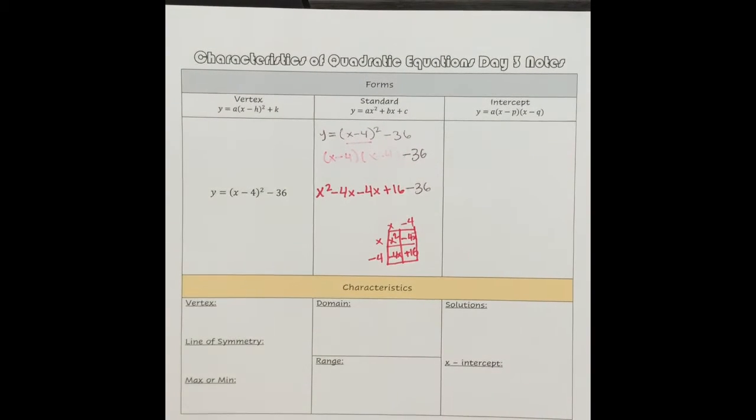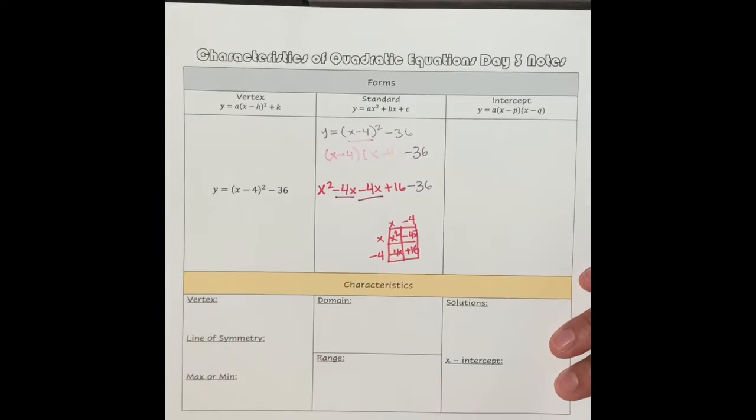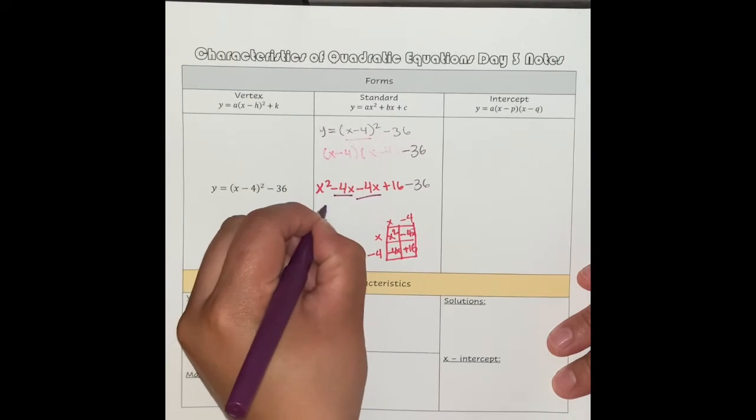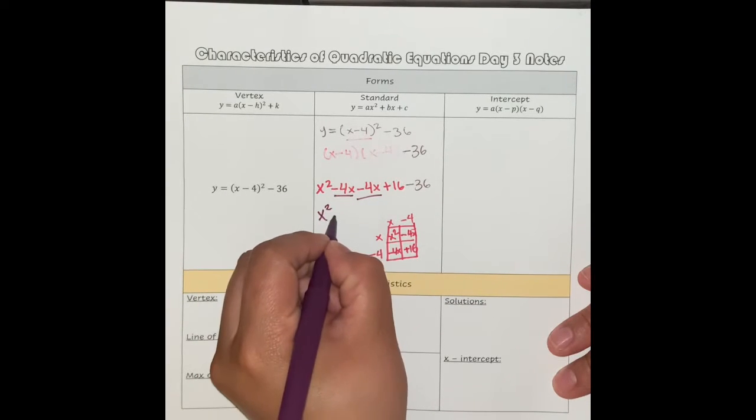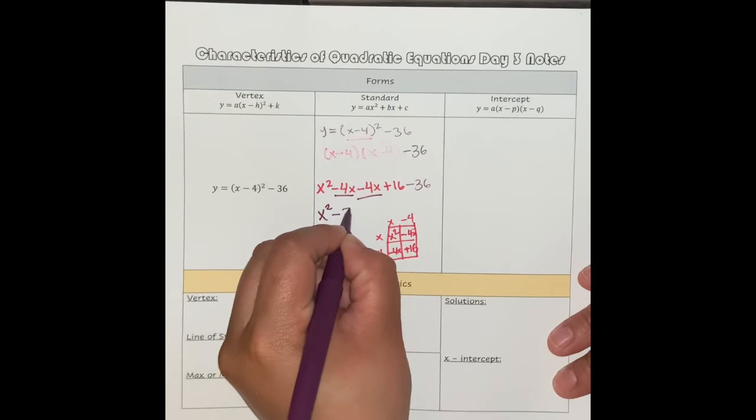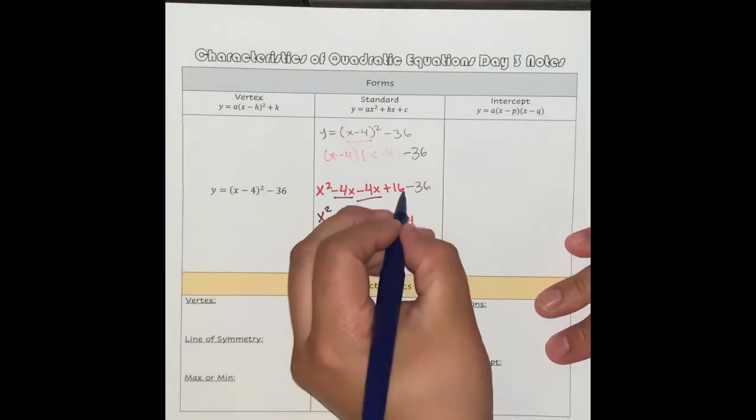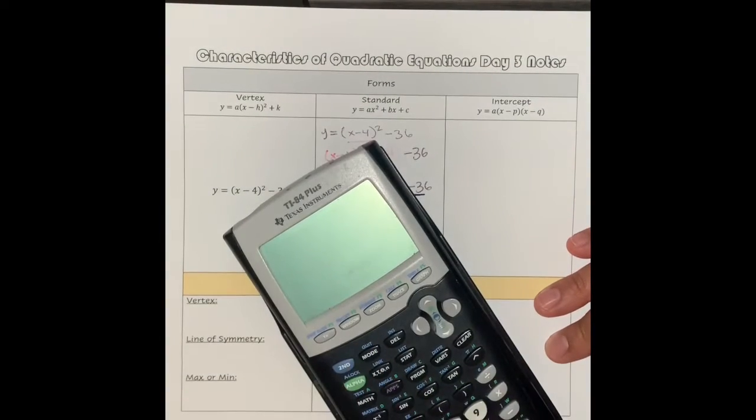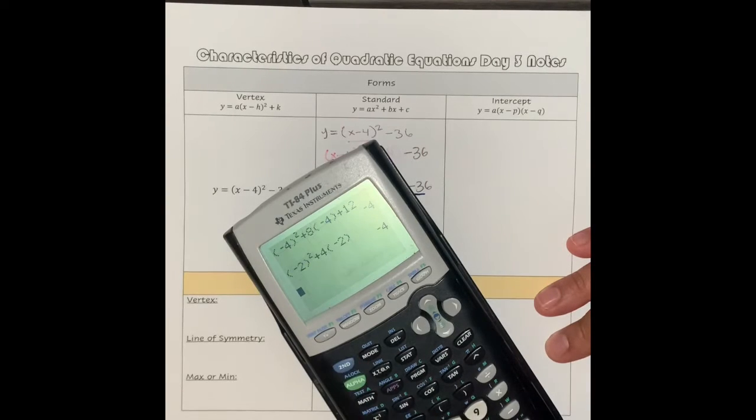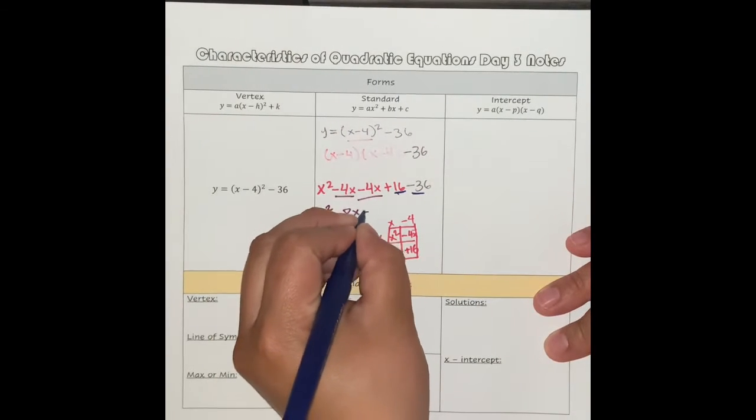I can go ahead and combine like terms. Notice how these two can be combined. X squared stays the same because there's nothing to combine with. So minus 4x minus 4x is negative 8x. We can also combine this 16 with this negative 36. So 16 minus 36 gives us negative 20.